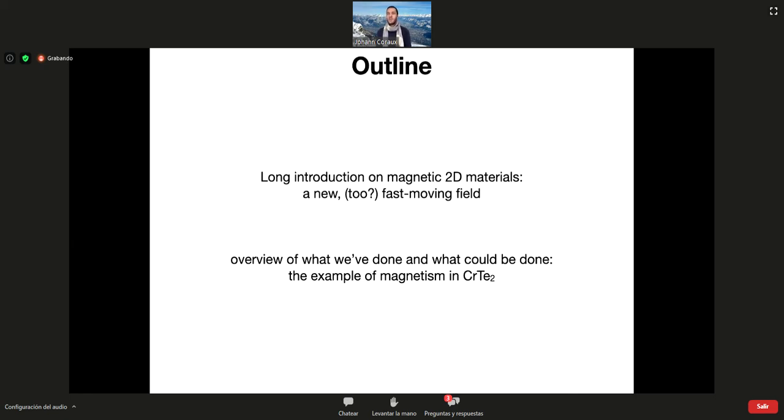As I said, a long introduction to a very fast-moving field, at least for me. Things are going really fast, I would say too fast for me. It's a personal point of view, and of course I don't expect everybody to share it. Then I will finish the talk with an overview of what we've done and what could be done, with a case example, which is chromium ditelluride, a recently discovered ferromagnetic material. But I expect that what I will say about this material can apply to many other kinds of 2D ferromagnetic materials, or even antiferromagnetic materials.